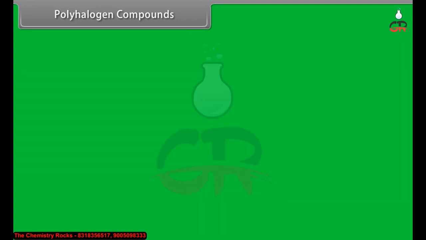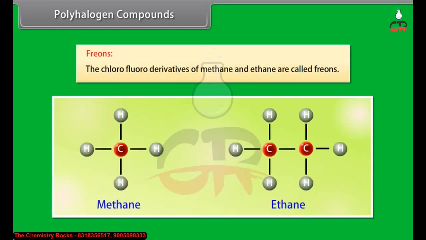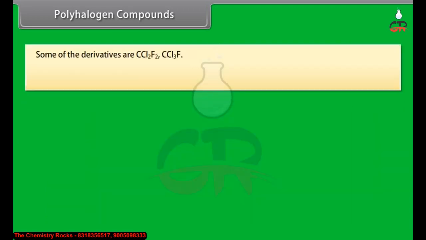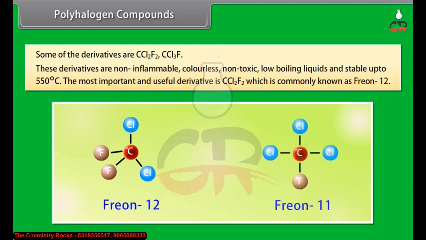Polyhalogen compounds. Freons. The chlorofluoro derivatives of methane and ethane are called freons. Some of the derivatives are CCl2F2 and CCl3F. These derivatives are non-inflammable, colorless, non-toxic, low-boiling liquids and stable up to 550 degrees Celsius. The most important and useful derivative is CCl2F2, which is commonly known as Freon 12.